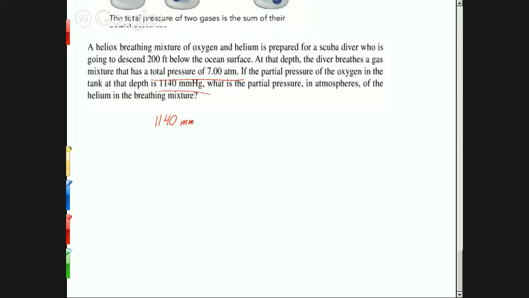So we've got 1140 millimeters of mercury, and we put that one on the bottom because we want to get rid of it, and we put atmospheres on the top. We look up that conversion, and we find that there are 760 millimeters of mercury in 1 atmosphere. Wait, is that 760? Yes. And that comes out to 1.5 atmospheres. Okay, so now we've got stuff in the same units. That was the partial pressure of oxygen.